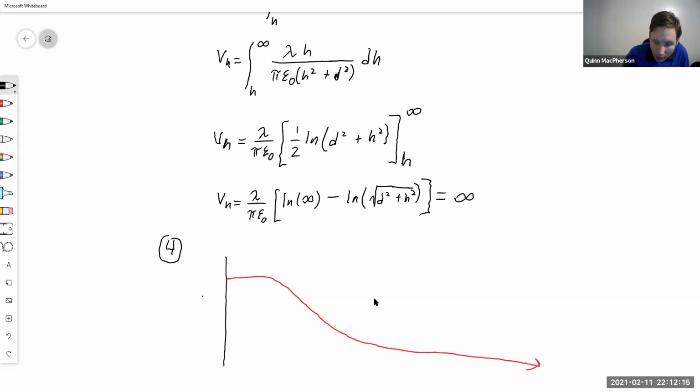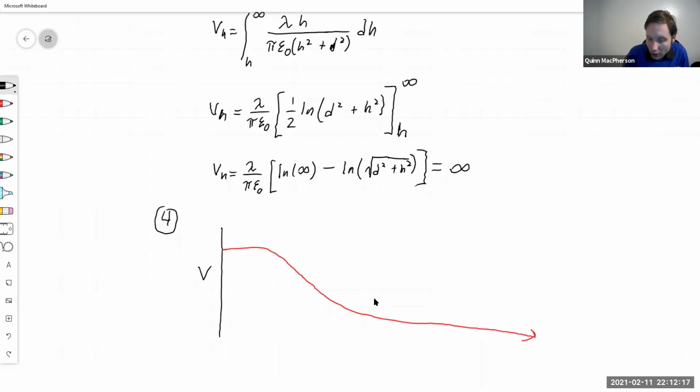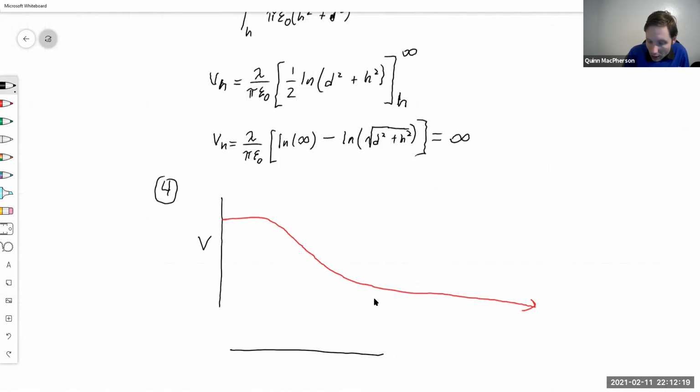So this is V as a function of h in that direction. Notice that this line will just continue on down forever, which is why any voltage on here is an infinite value, because it's infinitely far above wherever this goes, which is infinitely far down. So it still has a shape, it's just infinitely offset. Okay, so that's the voltage.